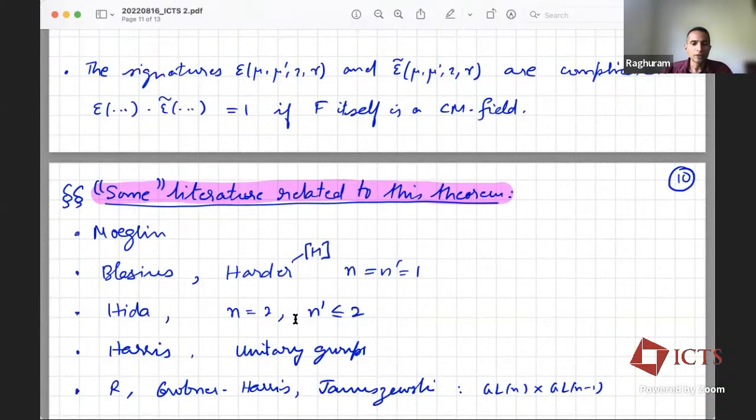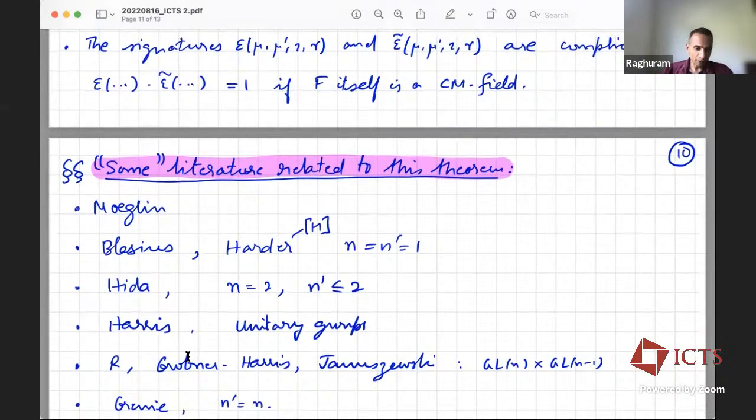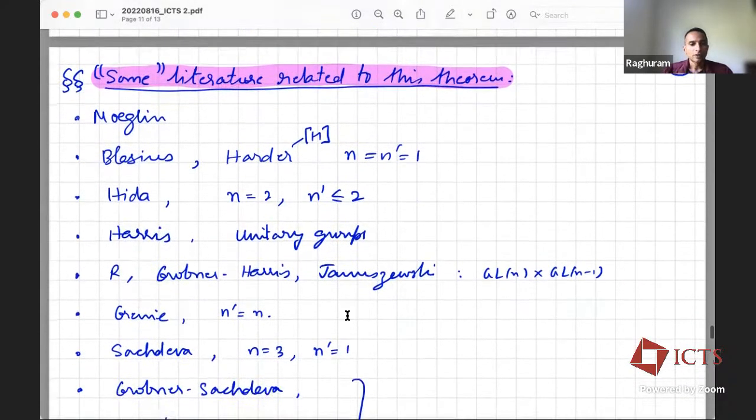I have to say that these Blasius and Hida results are statements about individual critical values, and therefore you can deduce something about ratios of critical values. These are stronger. They're telling you about all critical values. There is this long paper of Harris and Kröller about periods of polarized motives, which is a statement about L-functions for unitary groups in GLN cross GLN minus 1.